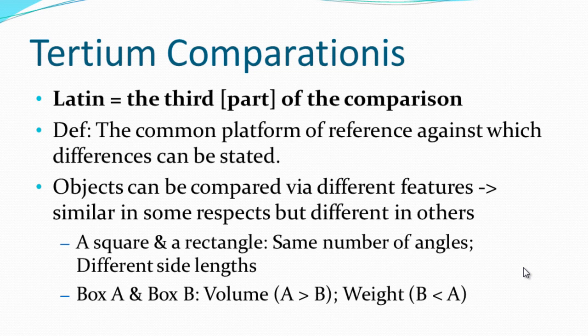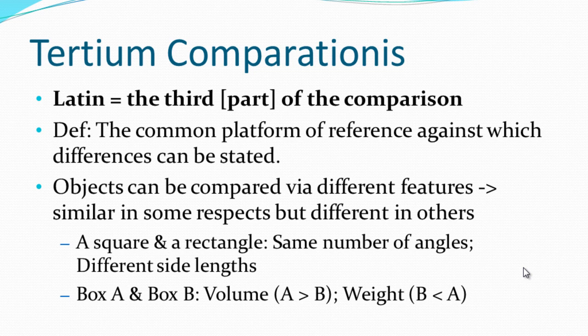Now, when I compare a square with a rectangle, the TC can be the shape, the number of angles, the side, right? When I compare the two boxes together, the TC can be the volume of the two boxes. It can be the weight of the two boxes. So, volume, weight, number of angles, side length are all TCs in this case.